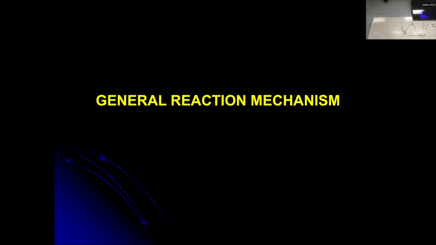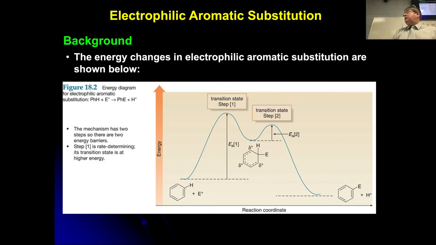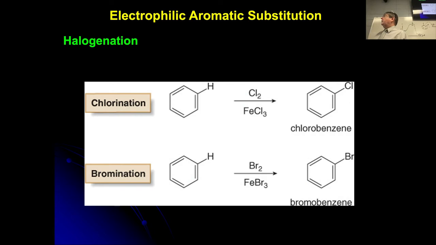So that's the general reaction mechanism. Okay? And it looks just like we said, right? That first transition state is when the pi bond is starting to react with the electrophile. This is the intermediate. This is that second transition state where we're starting to remove that proton, and then the final product being the substituted benzene. Okay? So it's a two-step process. It goes through a carbocation intermediate that is resonance stabilized. Okay?